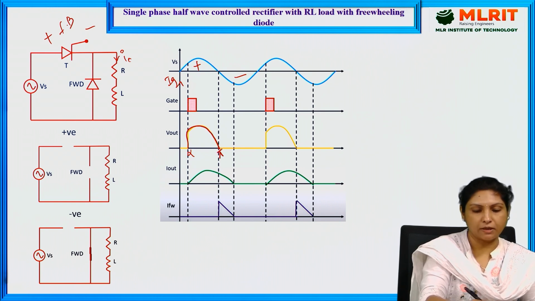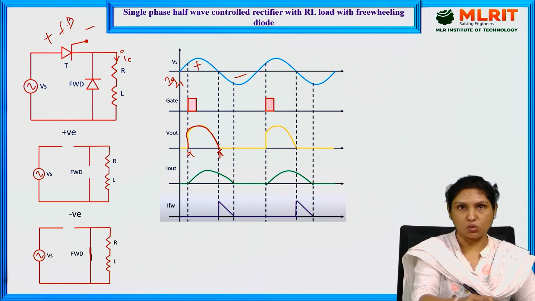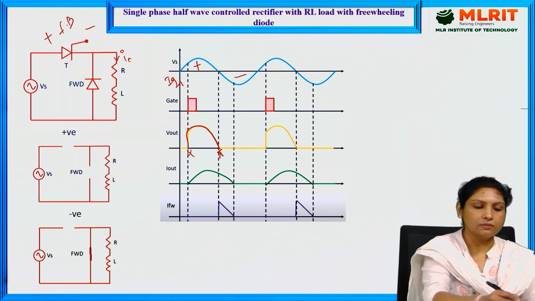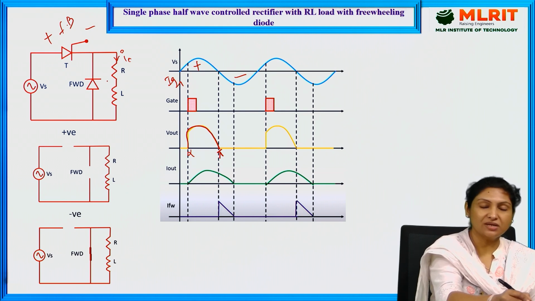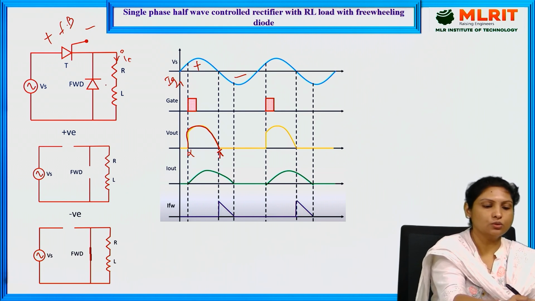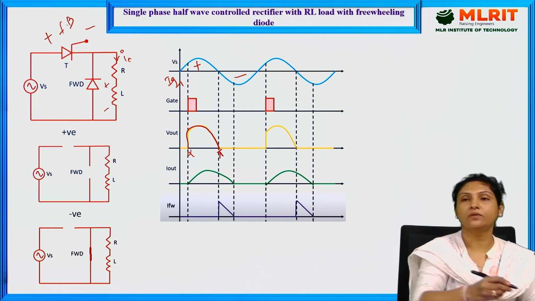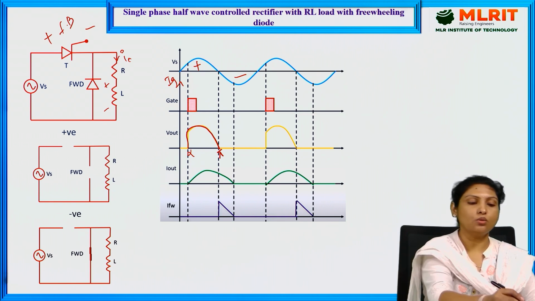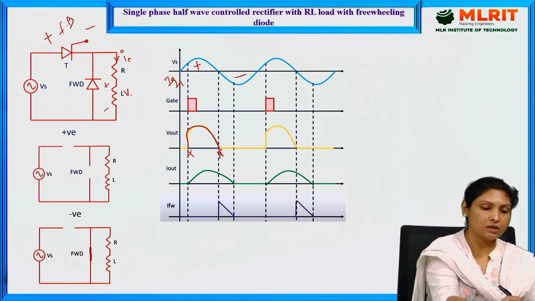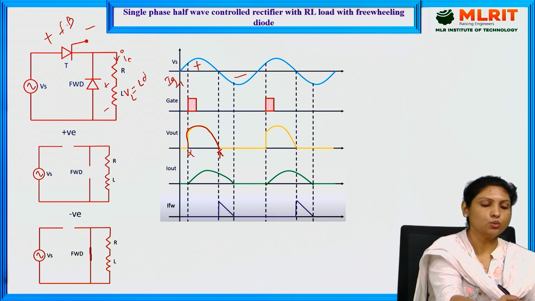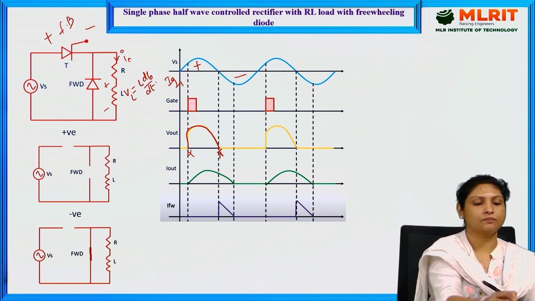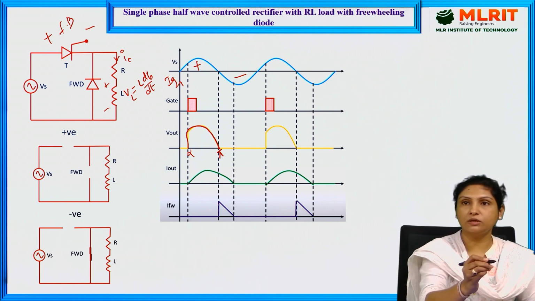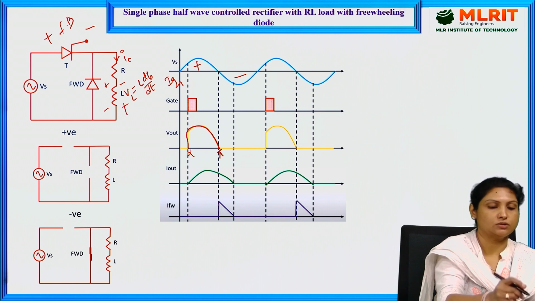From alpha to pi, the thyristor is on and conducting current through the load. During this time, the inductor initially starts charging. The polarities will be positive and negative, and it starts storing a certain amount of energy in the form of voltage. The voltage across the inductor is given by VL equals L into di naught by dt. By the time the energy is completely stored in the inductor, the polarities turn out to be negative and positive.